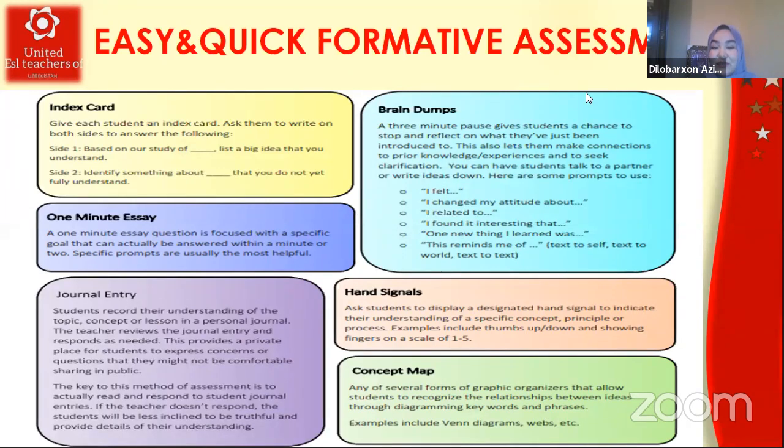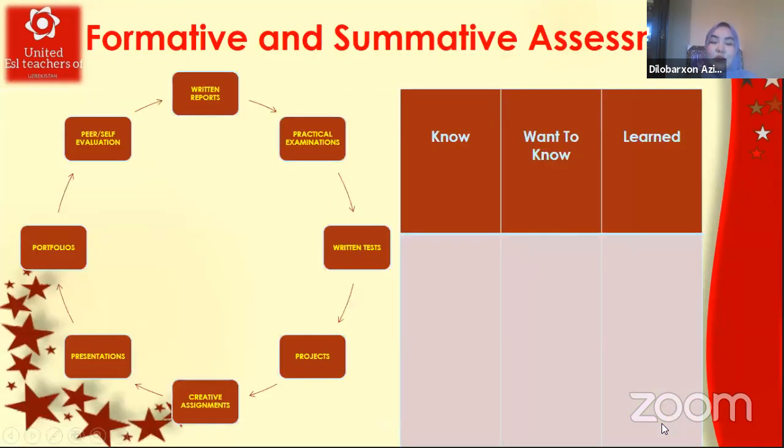And it's very easy to use. As you see, it doesn't take so much time, and formative assessments should be applied during the classroom as well, not outside the classroom or at the end of the semester. And you can provide formal or informal feedback for formative assessments.